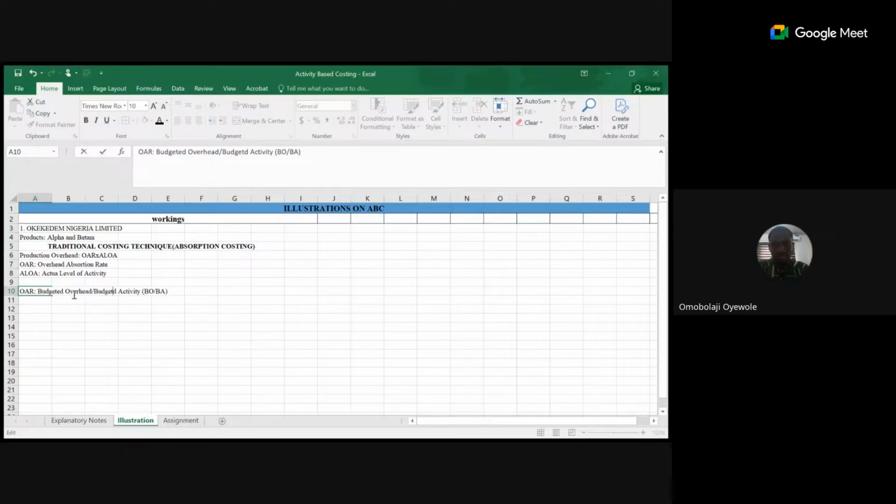Projected overhead divided by projected activity. So what will be my projected overhead, and my projected activity? Remember, for the traditional costing technique, which is the absorption costing technique, we are not looking at individual costs or the breakdown of the overhead cost. We are looking at the total overhead cost as a whole.